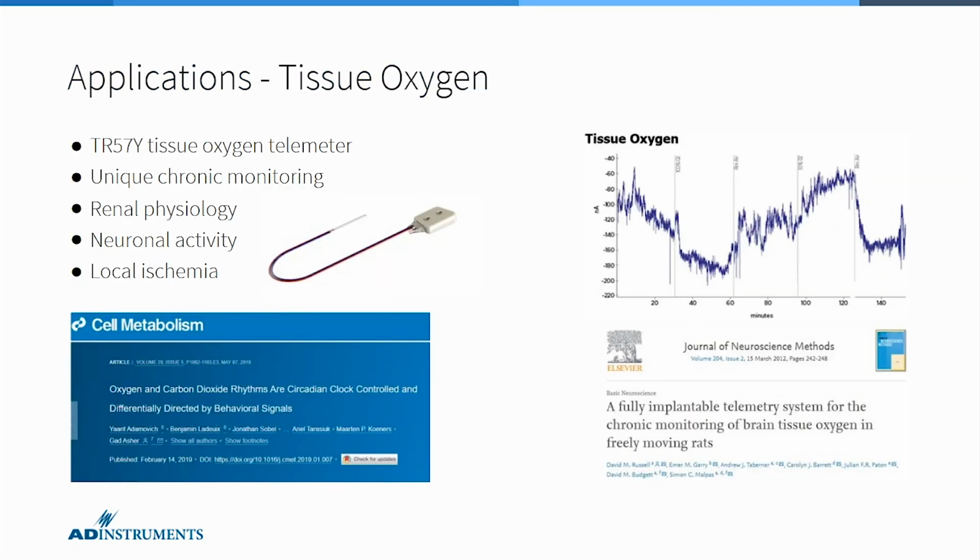I mentioned the tissue oxygen telemeter, and I haven't really got enough time to go into much detail about this today, apart from to say that it's a unique means of monitoring chronic tissue oxygen from the kidney and the brain, where it's been used so far. It's been used by researchers to look at circadian variability in kidney tissue oxygenation in this Cell Metabolism paper down here, and also to relate it to neuronal activity and look at local ischemia in the brain as well.